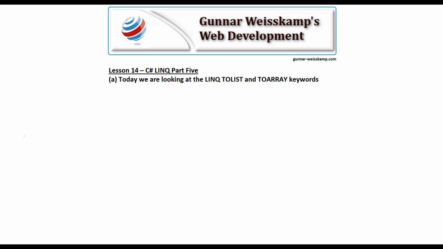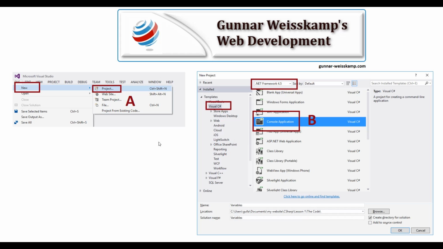Today, Lesson 14, C Sharp LINQ Part 5. Today we are looking at the LINQ ToList and ToArray keywords. If you want to create today's app, just follow the steps outlined here in A and B. We are creating a console app. I'm using Visual Studio 2013, but again, just follow the steps shown here in A and B and you'll be able to make today's app.